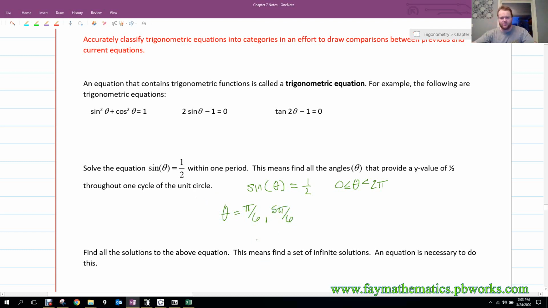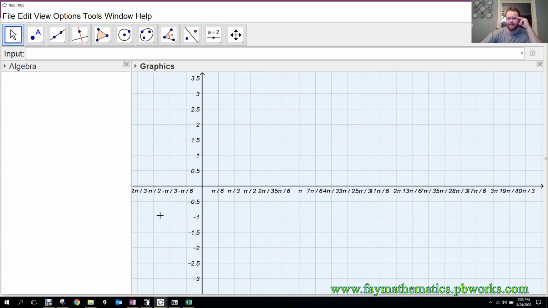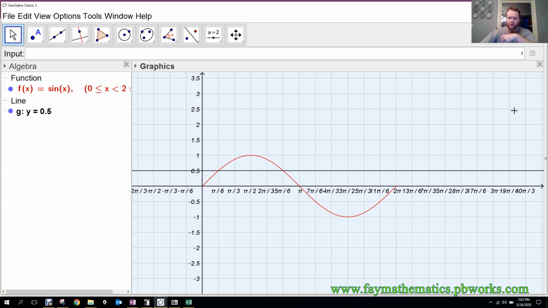Now you can use a graphical approach. If we remember that when we have an equation like sine of theta equals 1/2, the left-hand side is a graph, the right-hand side is a graph. So the left-hand side would be that, and the right-hand side would be that. And the solution to the equation is the x value, or in this case the theta value, at which these two graphs intersect. We're seeing them intersect at pi over 6, and then again at 5 pi over 6.